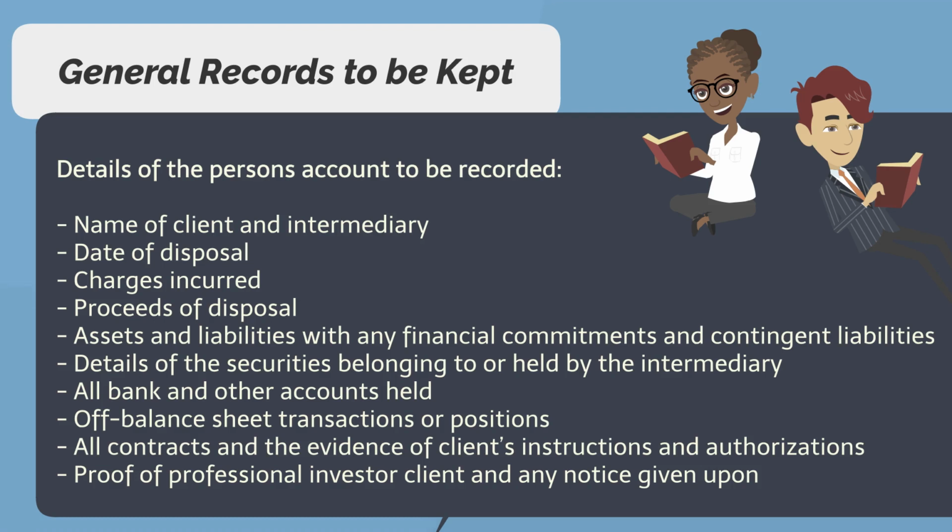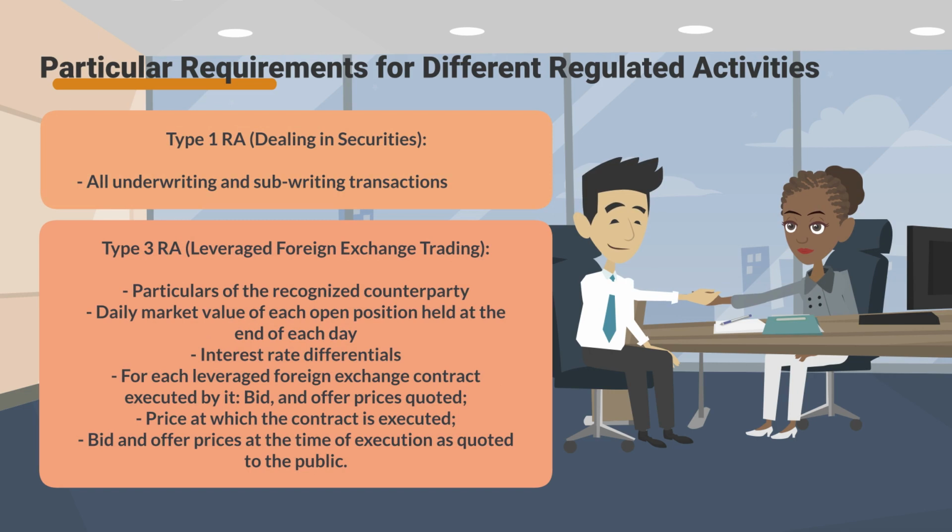It is also important to keep contracts, evidence of client instructions and authorizations, and proof of professional investor status if applicable. For Type 1 regulated activity, dealing in securities, the licensed or registered intermediary should keep records of all underwriting and sub-underwriting transactions, including the dates of transactions.